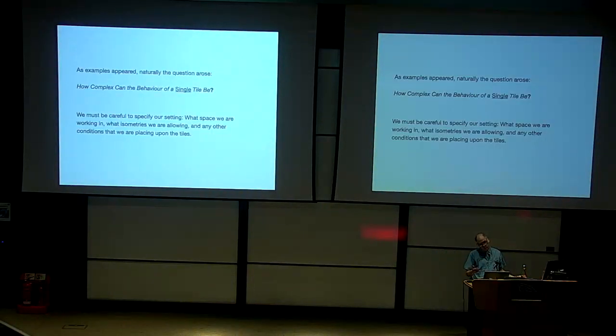So, Berger's example was famously complicated, and then we soon had, very quickly, some very nice examples. What I just showed you was really from Robinson's paper of 1971, where he had an aperiodic set of 6 tiles on which he was hanging that construction. So that was great. But we still might ask, how complex can the behavior of a single tile be?